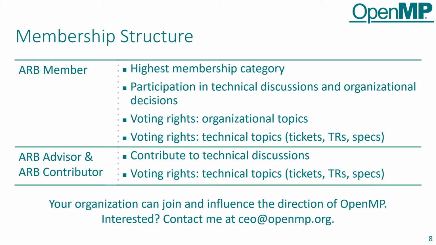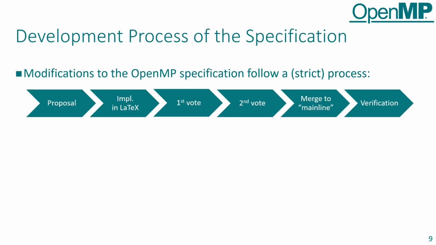The development process that you can influence as a member looks as follows. The modifications to the OpenMP specification go through a couple of steps usually. First, it starts with a proposal. This is a proposal that can come in from research teams, from user communities, or from vendors. This proposal is then implemented in LaTeX. That's the primary language that we use to develop the specification document.